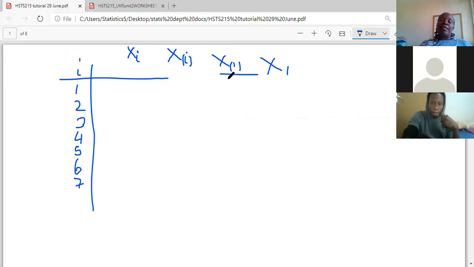So if I say x(7), I'm saying if I put the observations in ascending order, this is the value that is sitting in the 7th position. What is the value? So here I have my xi, right?